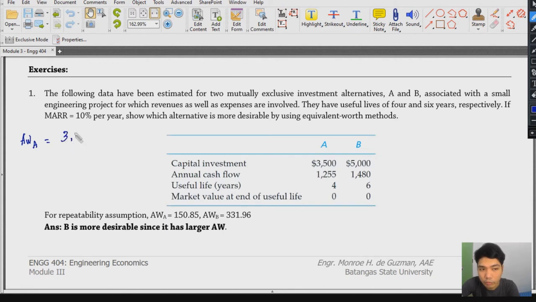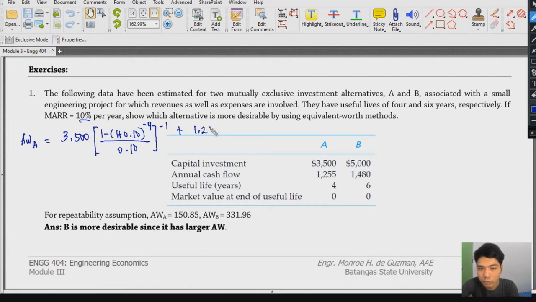So we have to multiply this by, because this capital investment occurs at the present time. So therefore we need to multiply this by the reciprocal of the present worth uniform series factor. So that's 1 minus 1 plus 0.1, this is your MARR, raised to negative 4 over 0.1. But we have to make sure that we raise this to negative 1. Okay, and then we add our annual cash flow, that is positive.